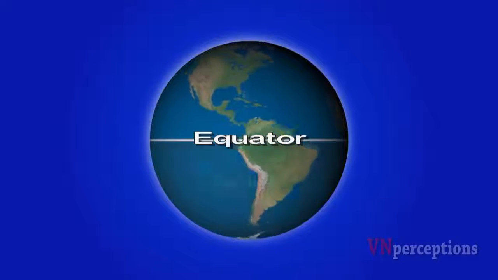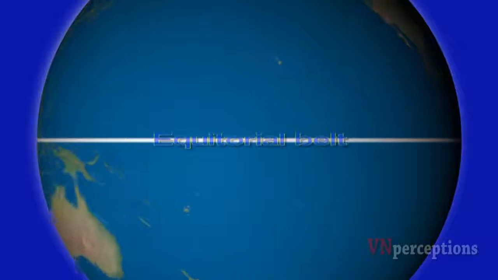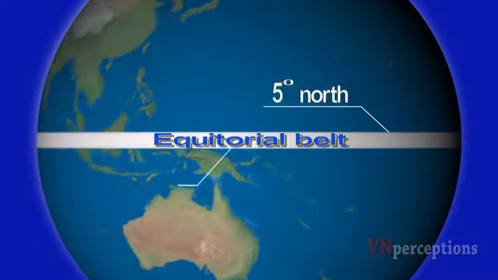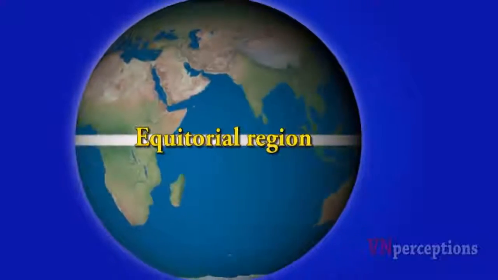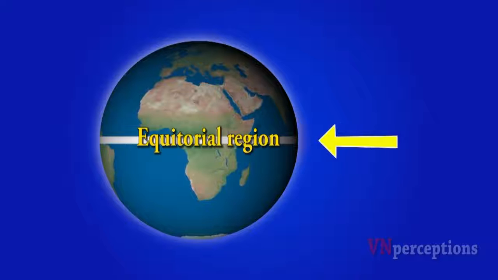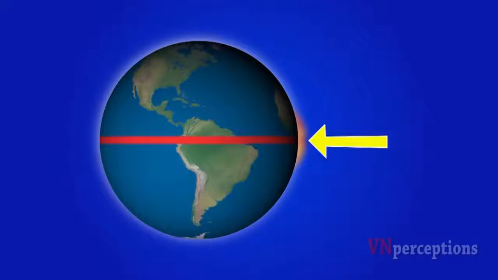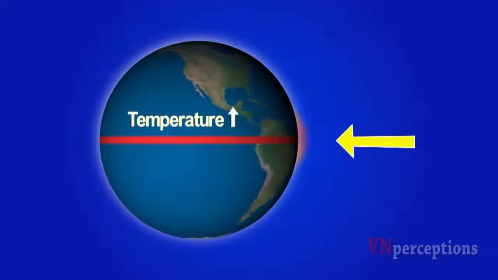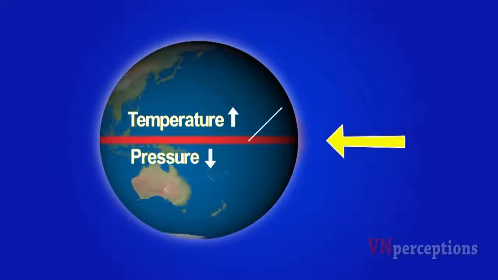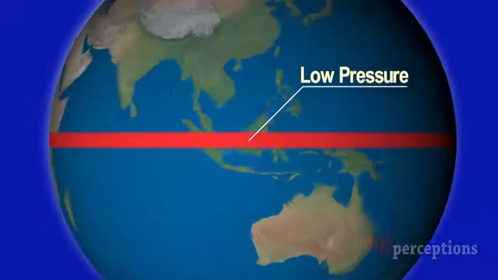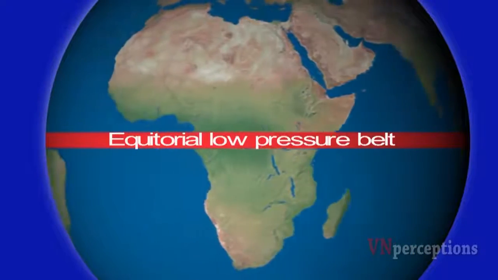Equator divides the globe into southern hemisphere and northern hemisphere, and the equatorial belt extends up to 5 degrees north and 5 degrees south. Equatorial region receives nearly vertical rays of the sun, and this heats up the air near the equator. When temperature increases, pressure decreases. So, along the equator we have low pressure, and we call this region the equatorial low pressure belt.